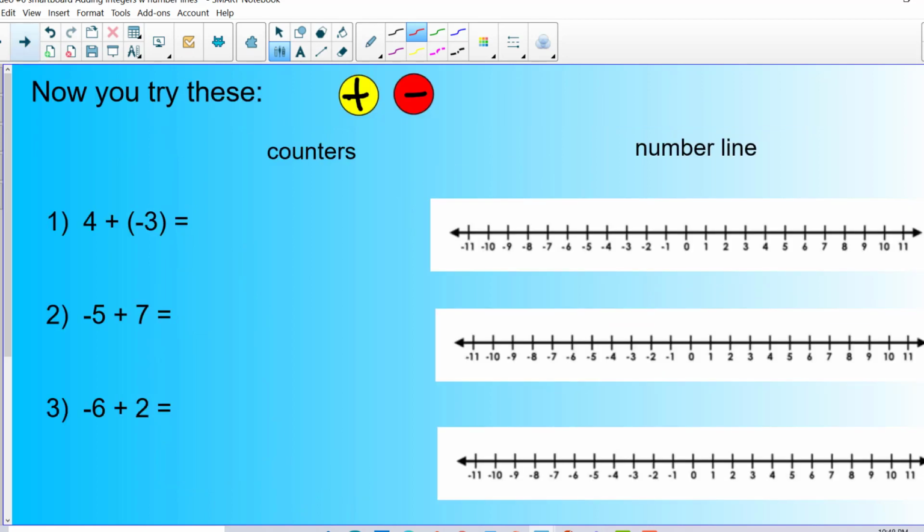Now it is your turn. And yes, you're going to do all 3 of these with the counters and the number line. You need to practice both because this is new information. And so good practice will help you really, really fully understand it. So you're going to pause the video, do these 3 problems, counters and number line. Then when you're done, press play and the quiz questions will pop up. So go ahead and press pause.